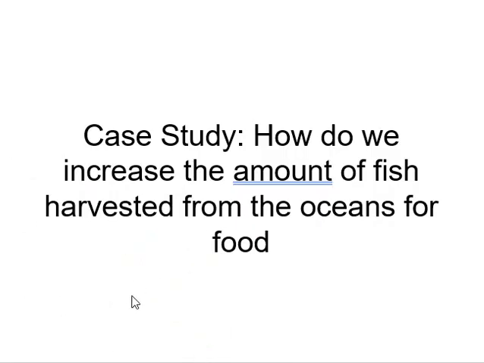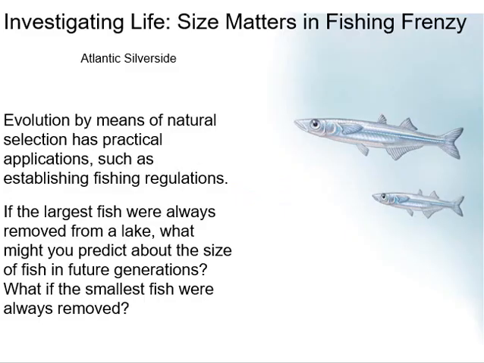Here was an interesting case study. How do we increase the amount of fish harvested from the oceans for food? There's an Atlantic silverside. It is harvested commercially for food, and there are fishing regulations about it. The regulations basically say that in order to take fish, they have to be a certain size. So they can take the larger fish, but they can't take the smaller ones.